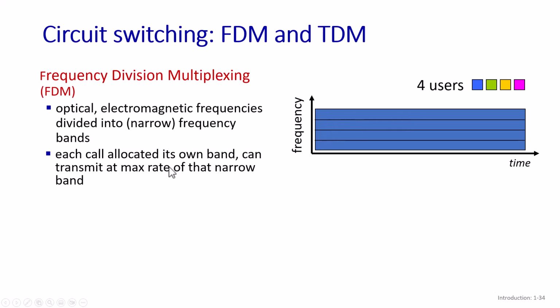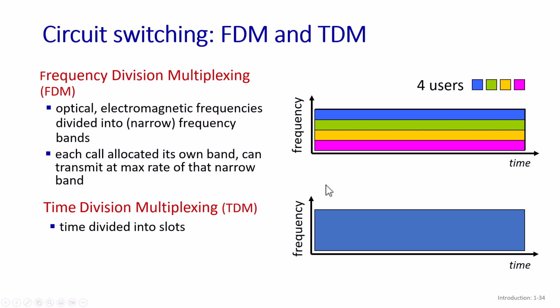Since we have 4 users, we are going to divide the frequency band into 4. So each call is allocated its own band and can now transmit at the max rate of that narrow band. So actually, we have a little bit of limitation due to the band frequency. The first user gets this band, the second user gets this band, the user with the orange coloring gets this band, and then we have this band for the fourth user.